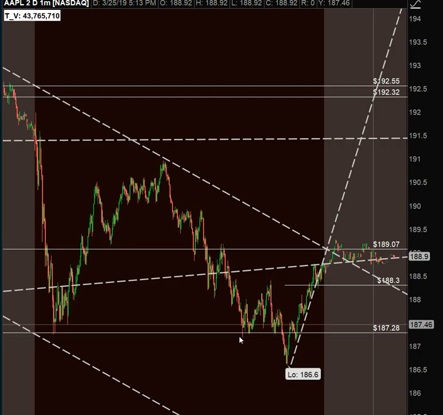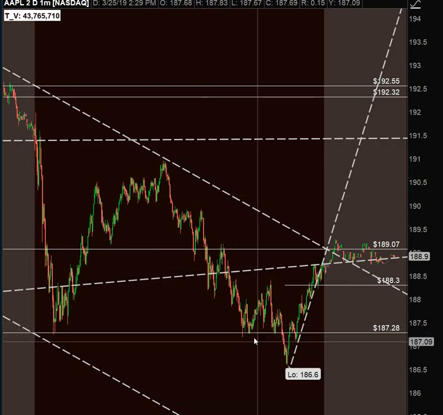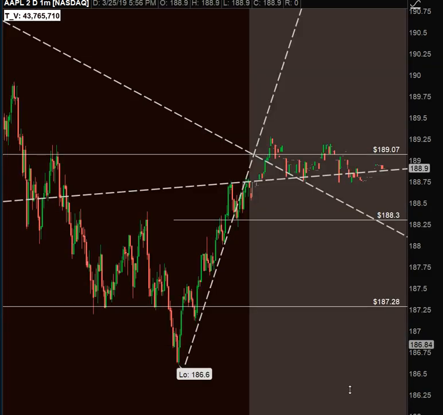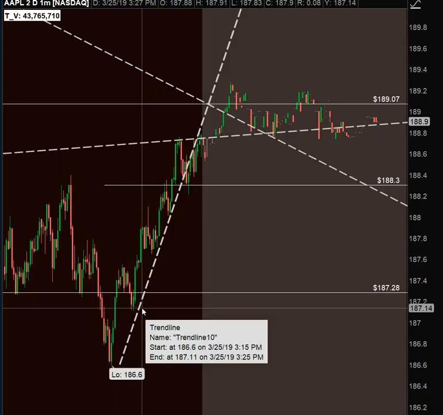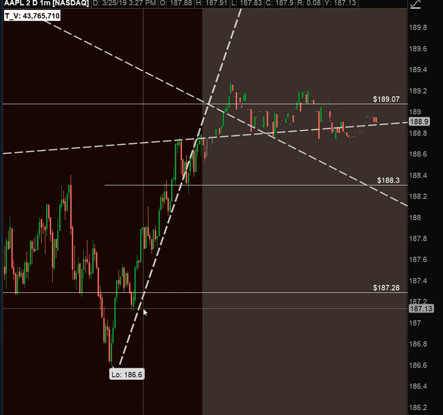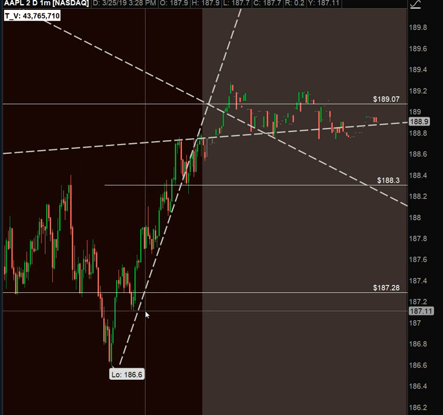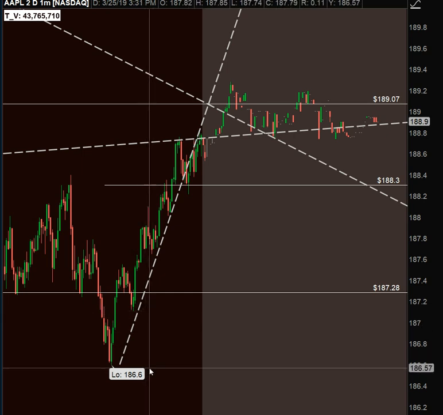So let's just say we were looking at this trade. It came down, and you guys wanted to enter it. So at this point, let's just say we entered it at 187.14, and your risk on that is 186.60. So if you take 187.14 and deduct 186.60, that'll give you a 54 cents move.